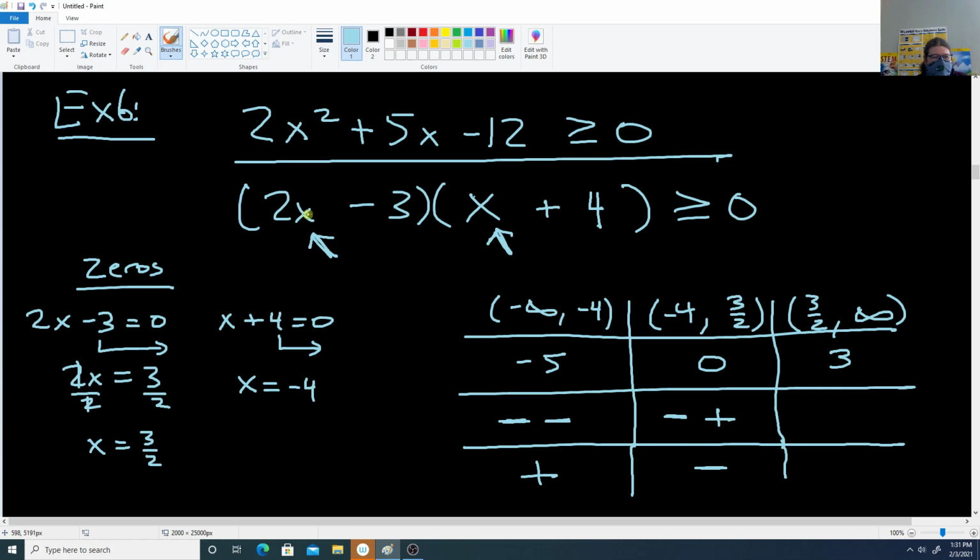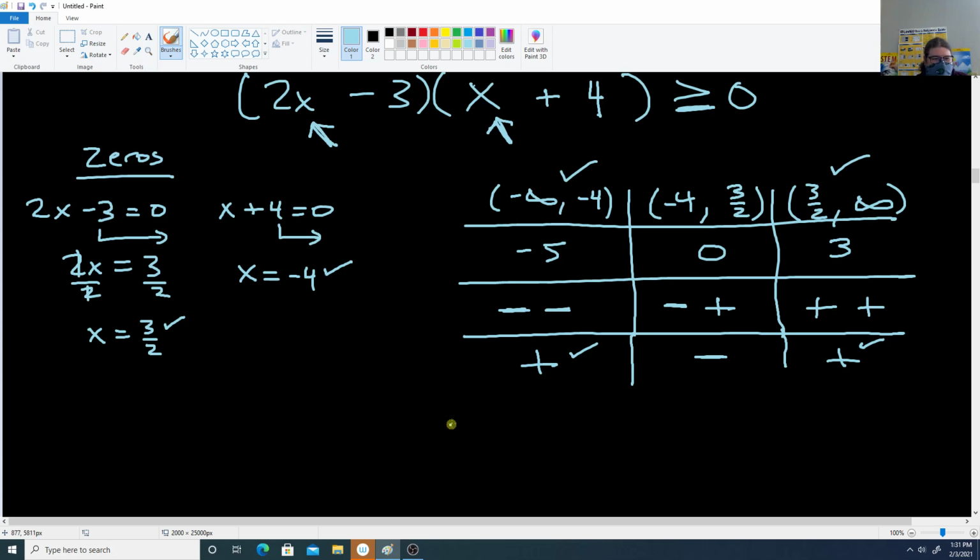When I put 3 in, 2 times 3 is 6. 6 take away 3 is positive. 3 plus 4 is positive. They're both positive, so you end up with a positive answer. Now, it's okay to be greater than 0, which means positive numbers. So that tells us it's going to be these two intervals. But this time, it's also okay to equal 0. So equal 0 means we need to include these zero values of 3 halves and negative 4.